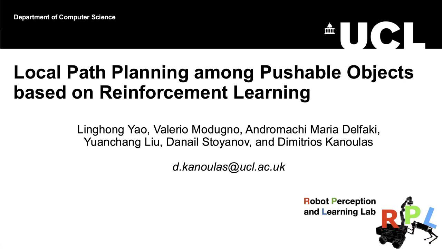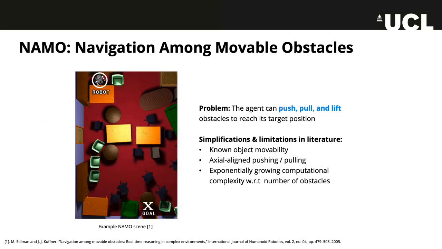In this paper, we present a deep reinforcement learning approach to solving navigation among movable obstacles. First, a bit of brief context about NAMO. In this problem setting, the agent has the ability to manipulate the environment in order to navigate from one point to another. For example, the agent can push a chair out of the way, pull a table backwards, or maybe lift up some small bags or small furnitures.